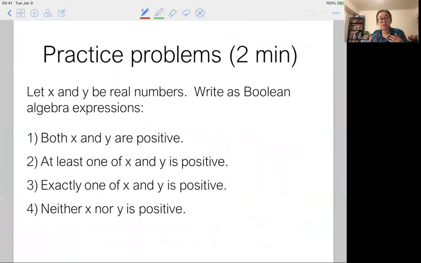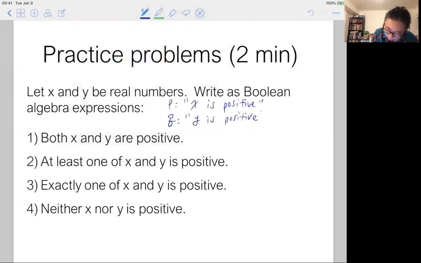All right, so now let's move on to more logic problems or Boolean algebra. So you might have seen this in lecture 2, and now we're going to do it using propositions. So my first one is, well, X and Y are real numbers, so I'm going to define P to be the statement X is positive, and Q to be the statement Y is positive.